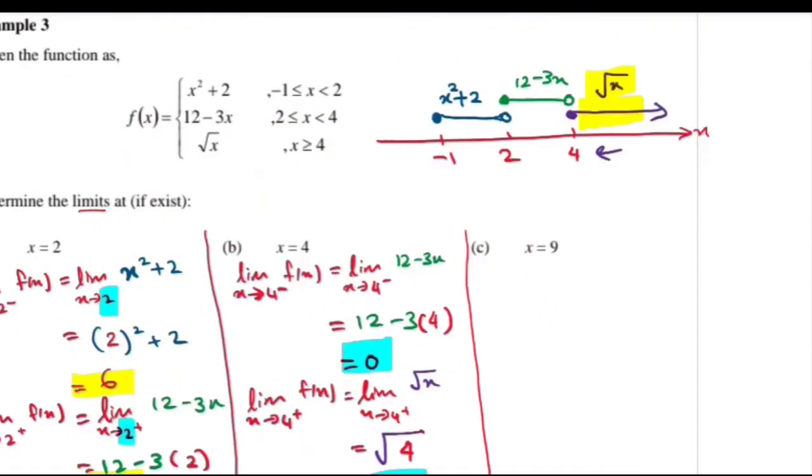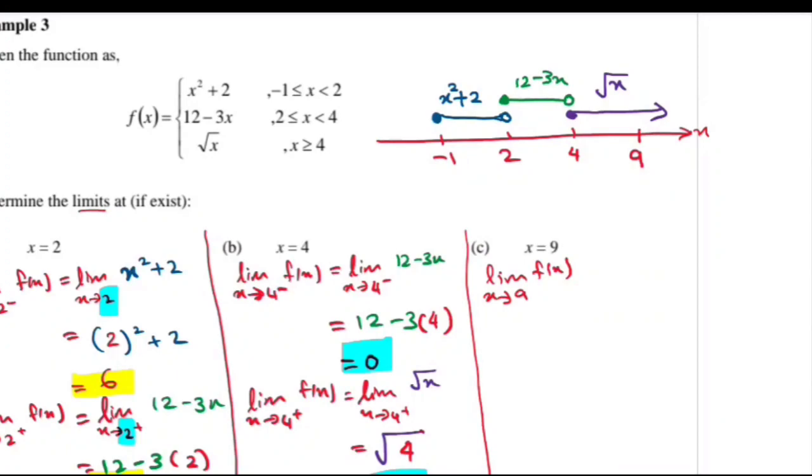Now look at example C. The question wants you to find the limit as x approaches 9. So x arrow 9, not x right at 9. But on our number line, there's no value 9. What we have on the number line is just negative 1, 2, and 4, but there's no 9. So we can simply add the number 9 according to the order. Where is 9 supposed to be here? Negative 1, 2, 4. So 9 should be greater than 4. So it's somewhere there.